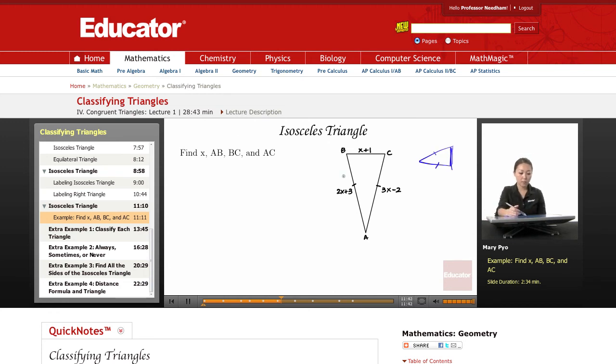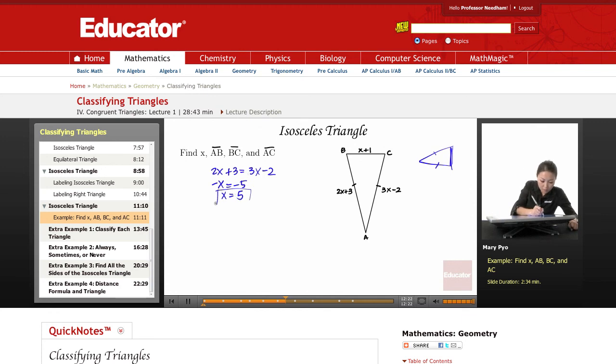Okay? So, find x, AB, BC, and AC. Let me just write this to show that they're my segments. So to solve this, if I want to solve for x, I know that these two are congruent, right? So since they're congruent, I can just make these equal to each other. 2x plus 3 equals 3x minus 2. Okay, then if I subtract the 3x, I get negative x equals, I subtract 3 over, so I get negative 5. X is 5.